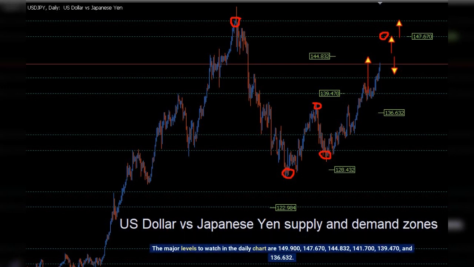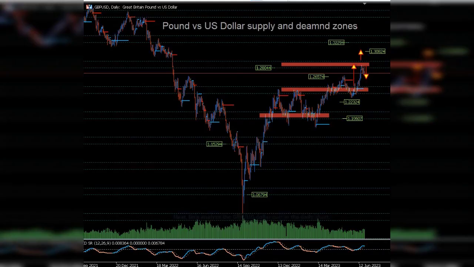The major levels to watch in the daily chart are 149.900, 147.670, 144.832, 141.700, 139.470, and 136.632. Next, let's analyze the GBP US dollar pair in the daily chart.